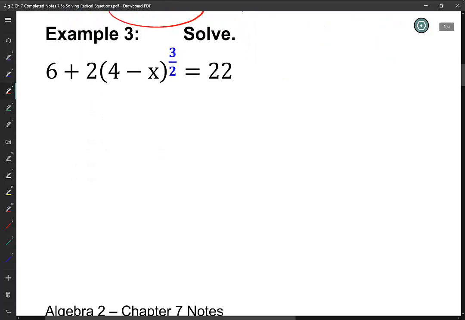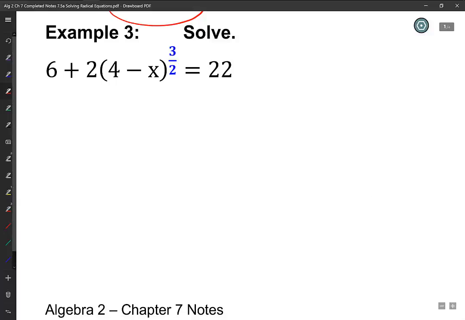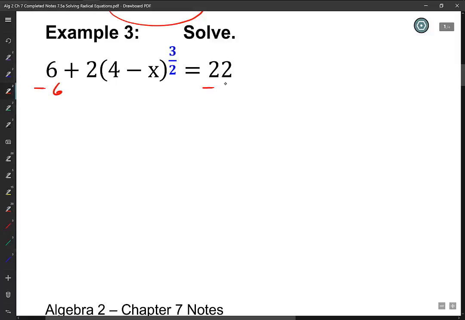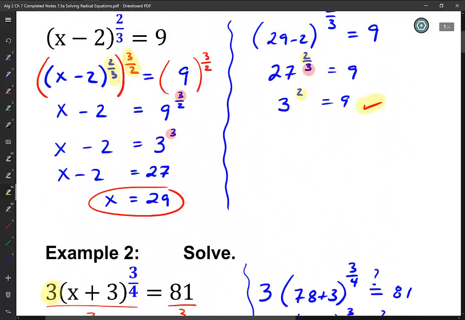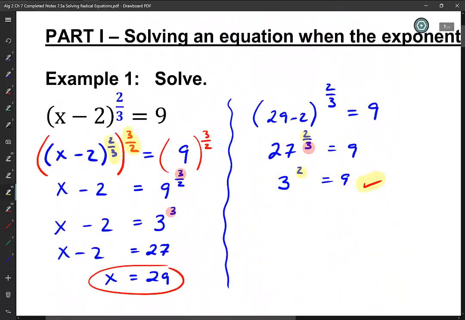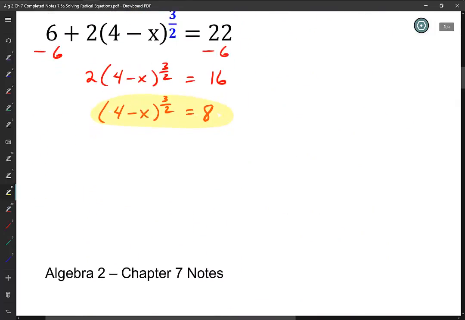Our third one, we have a little bit more added in to keep our problem a little bit more interesting. And so the first thing we're going to do, obviously, is subtract 6 from both sides, and then we're going to divide by 2. So we have 2 times (4 minus x) raised to the 3/2 equals 16. Now we divide by 2, and we're going to get a value of 8. This is really our starting point of the problem, similar to what we had on our first problem at the very beginning, where we just have a parentheses raised to an exponential power equals a number. And so this is really the starting point, and so let's take a look at it now.